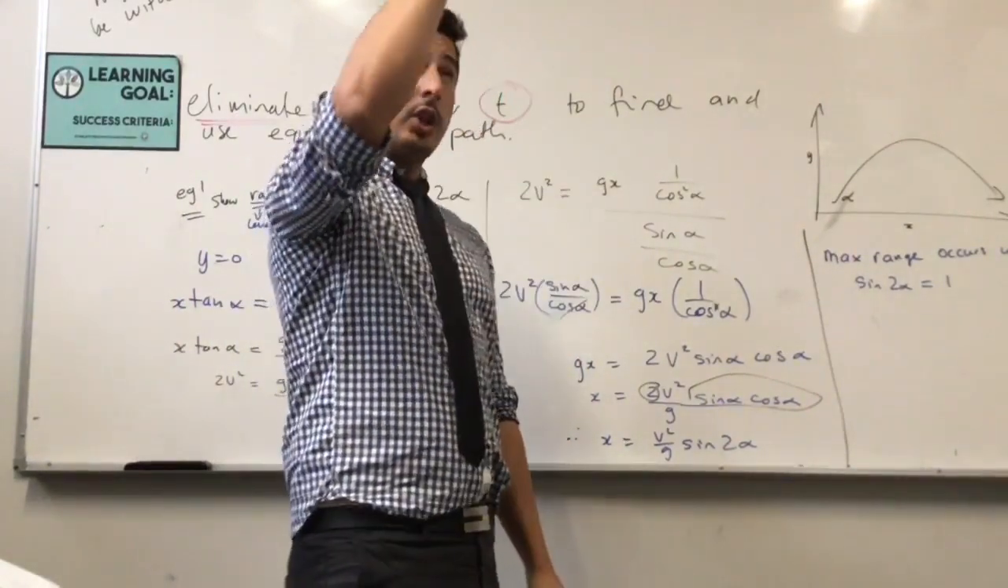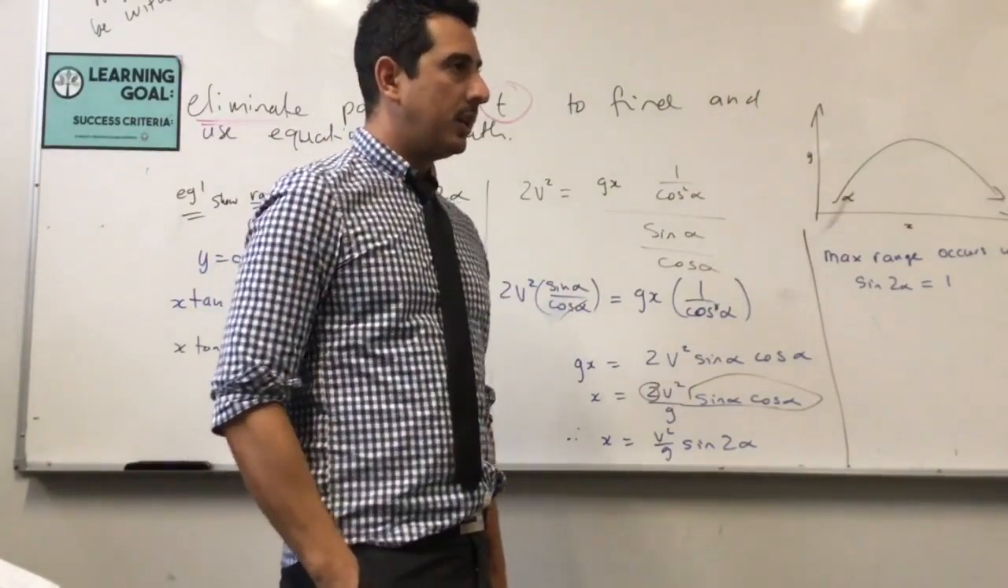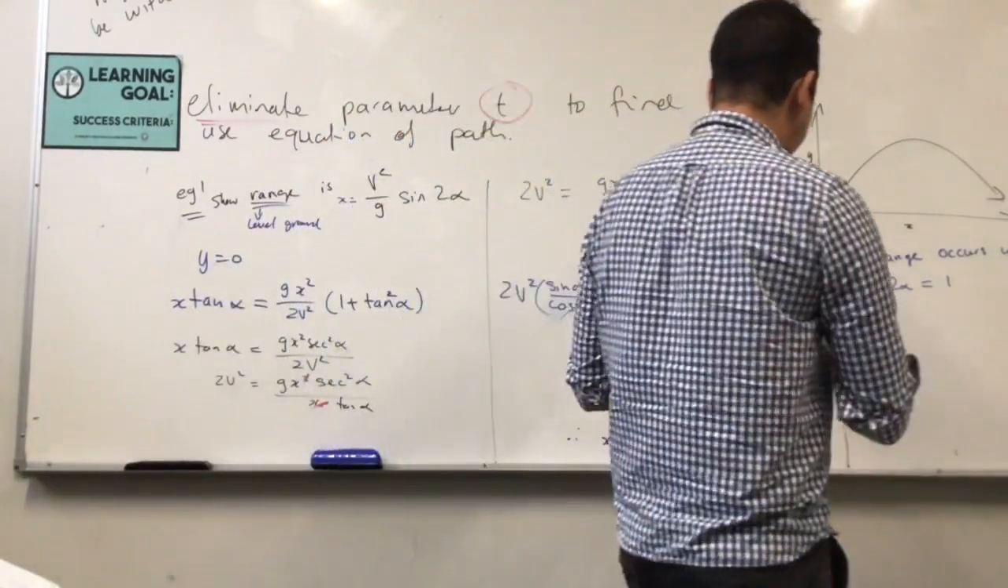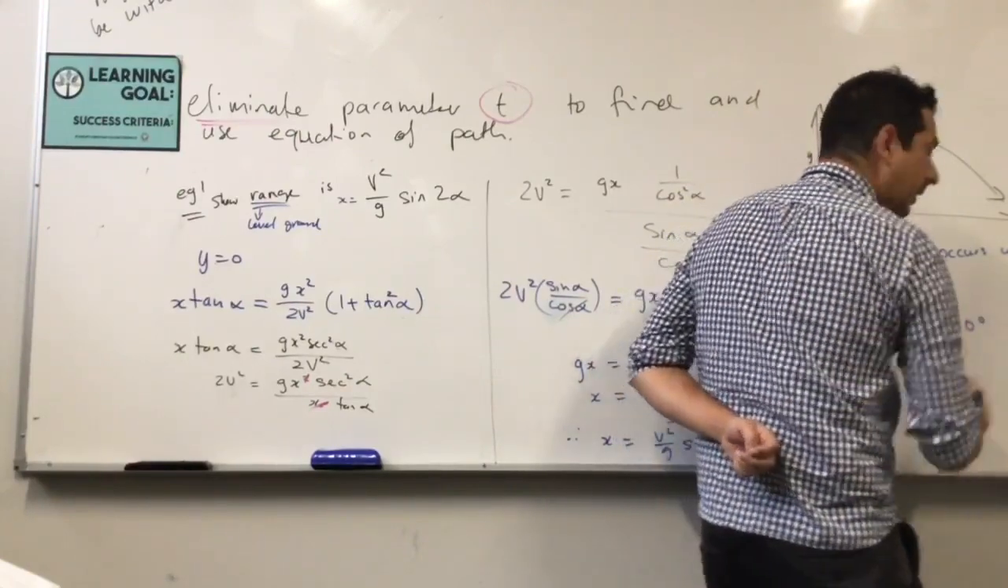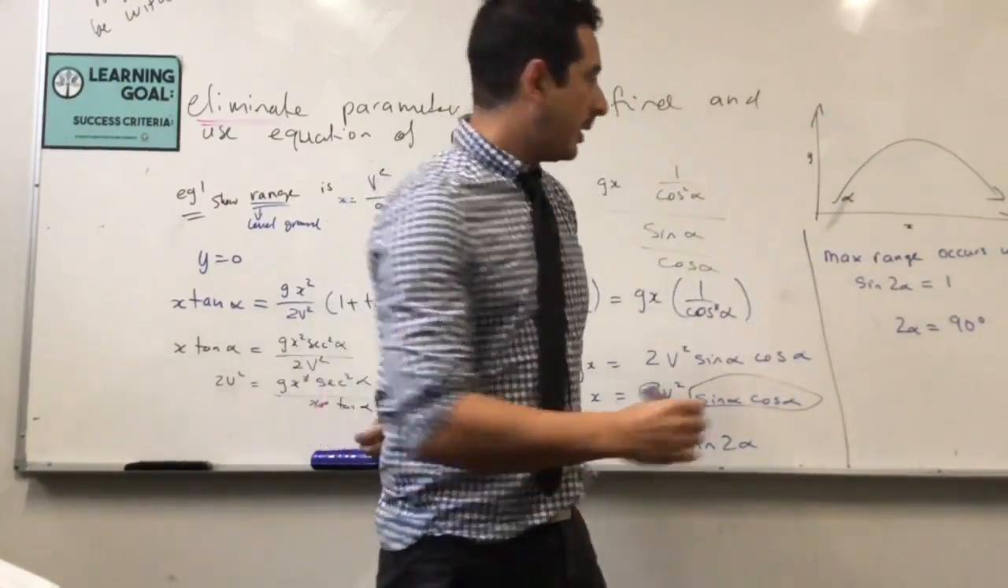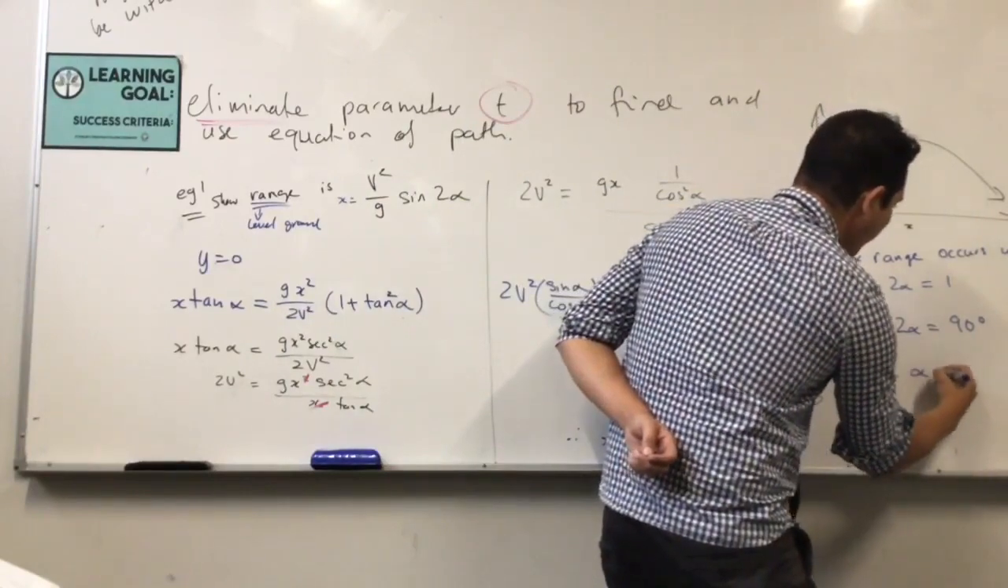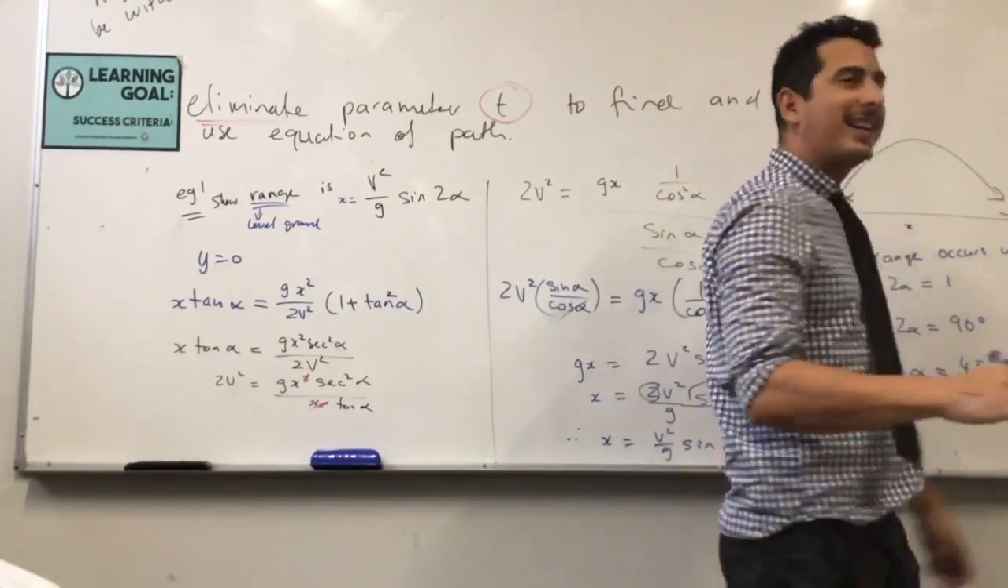Well, when does a sine wave hit 1? Half 2. Yeah, which is 90 degrees because we're using 90 degrees. So 2 alpha equals 90 degrees, doesn't it? So alpha is 45. Therefore, alpha equals 45 degrees.